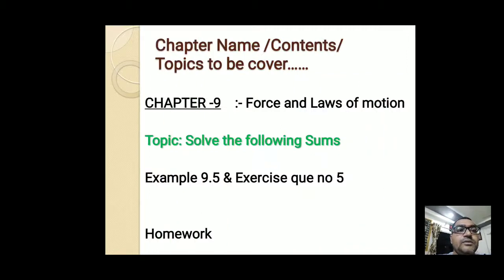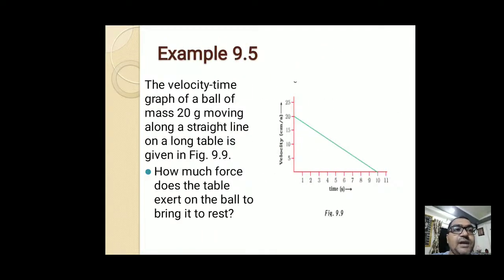In this video, today I will discuss two sums. The first sum is example 9.5. In my last video you watched examples 9.1 to 9.4, and in this video I will continue with 9.5 and exercise question number 5, and at the end of this video I am giving you a similar sum that you can solve in your physics notebook. So let's continue with in-text example 9.5.